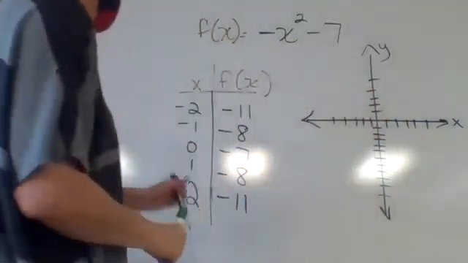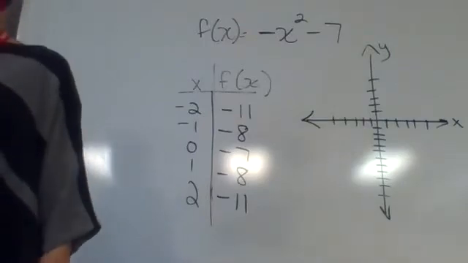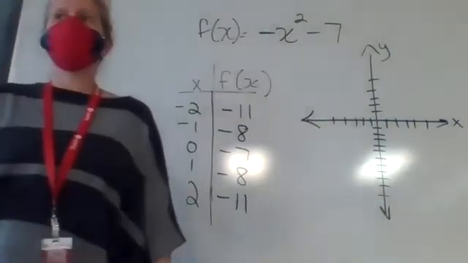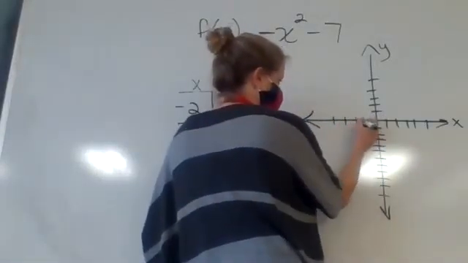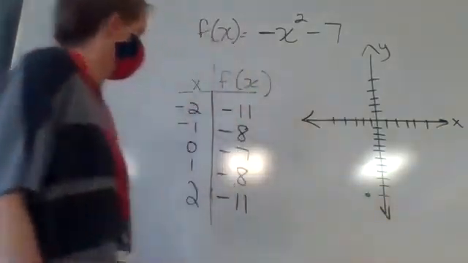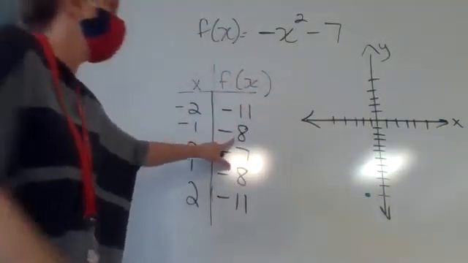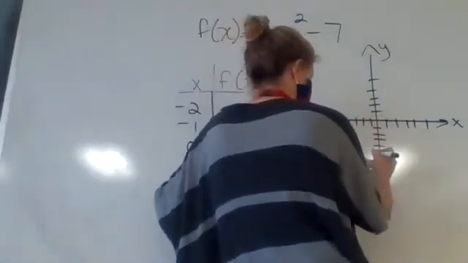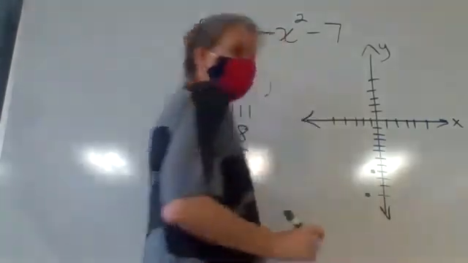So let's see, my first point is at negative 2, negative 11, which would mean to do what? Go left 2, down 11. And I only drew down to 11, so I'm just going to do it left 2, down 11. Left 1, down 8.